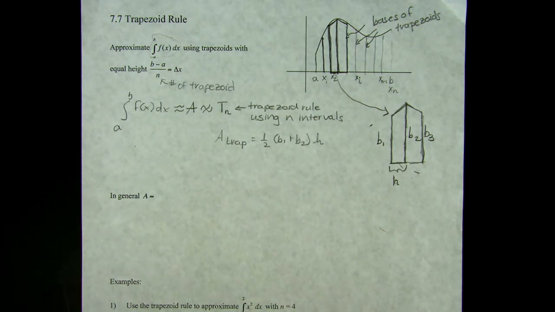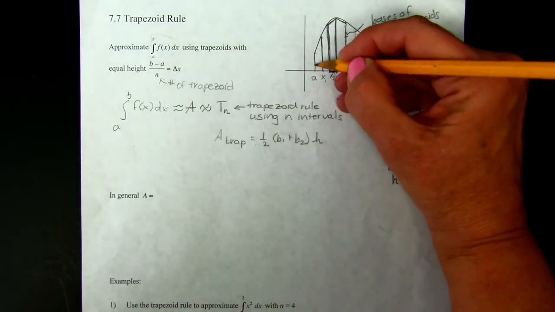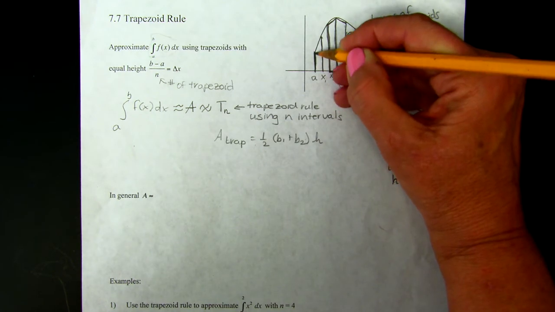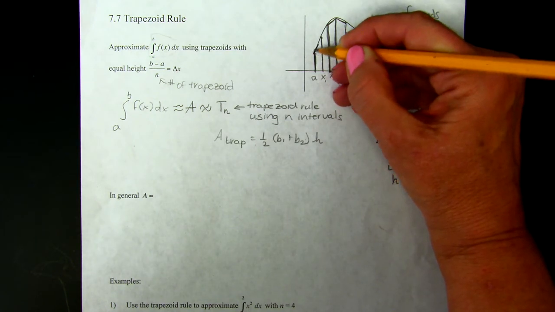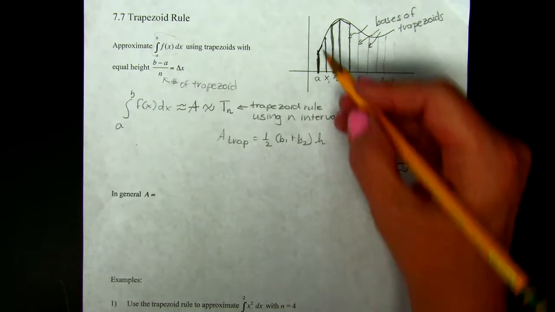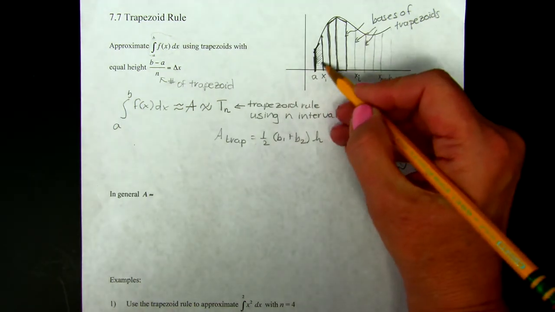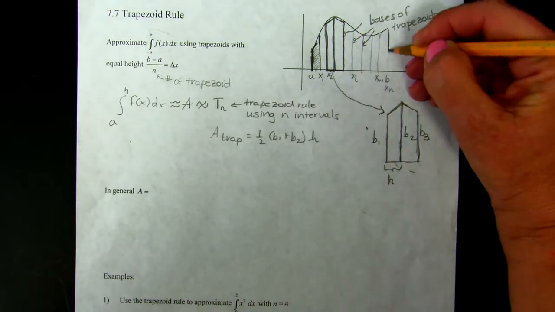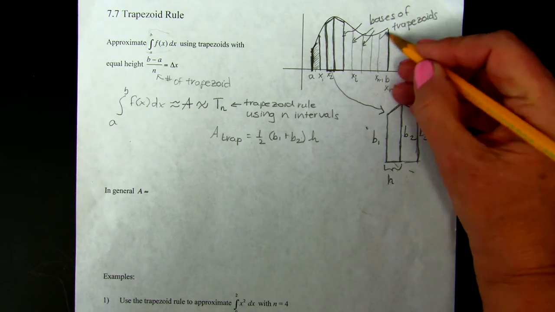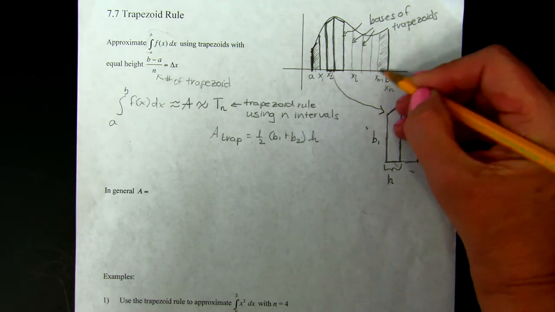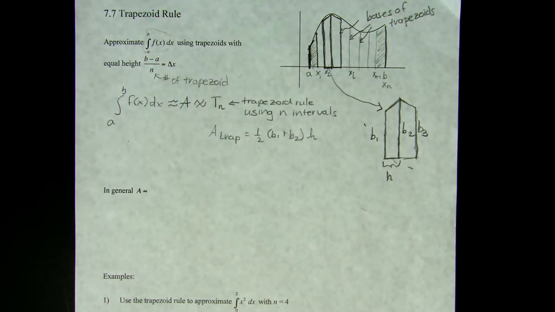And that happens with all of the bases except this first one. This first one right here is only a base in one of the trapezoids. It's a base in this trapezoid. And then this piece down here is also only a base in one of the trapezoids. It's a base in the last trapezoid.